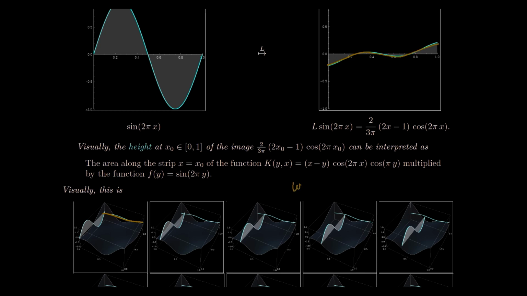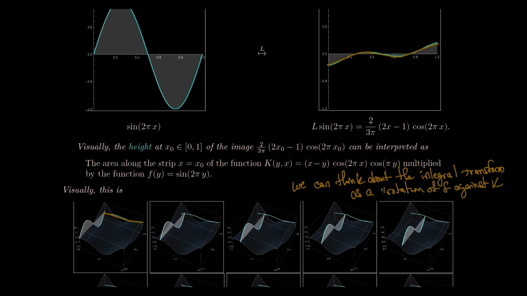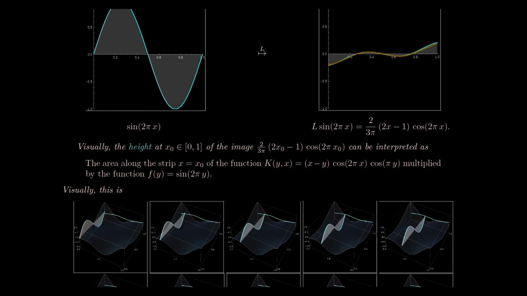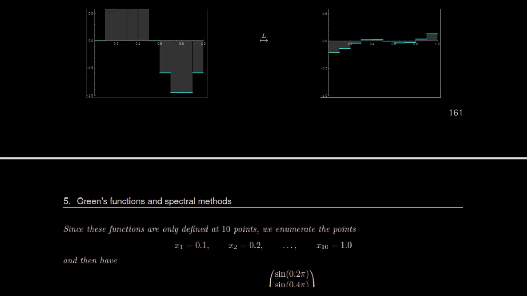And so we can think about the integral transform as a rotation of f against k, then integrated along their overlap. And this is true for each x. So you just rotate it against your surface and integrate along that, and the output for every single x, you get your image. But that's exactly what happens with matrices on vectors, right?